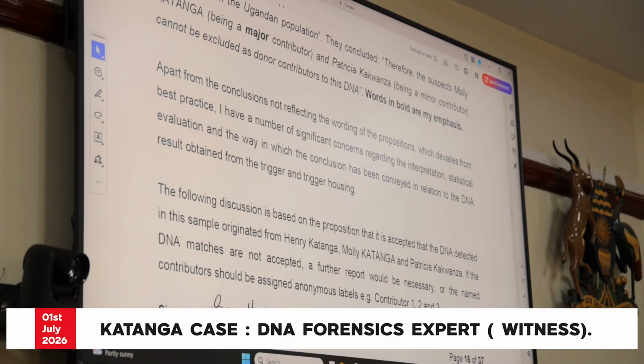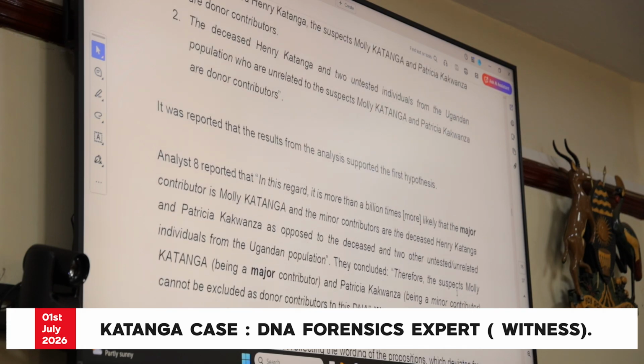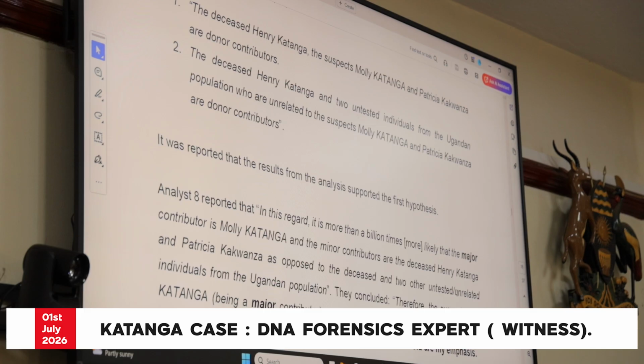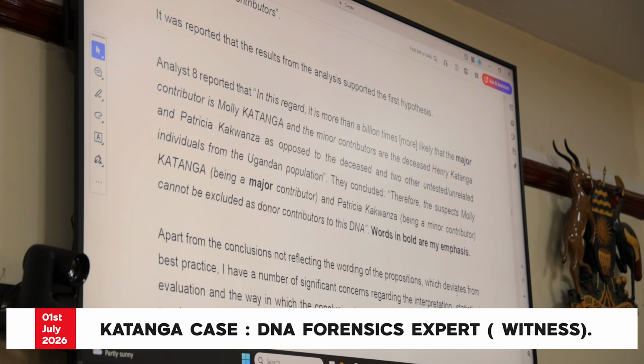You also talk about the wording of the propositions. Could you explain to my lord what you mean? Yes, so the actual propositions are just considering the presence of DNA from Molly Katanga, yet in the final conclusion, the term major contributor has entered. That is not actually what the statistic is showing.